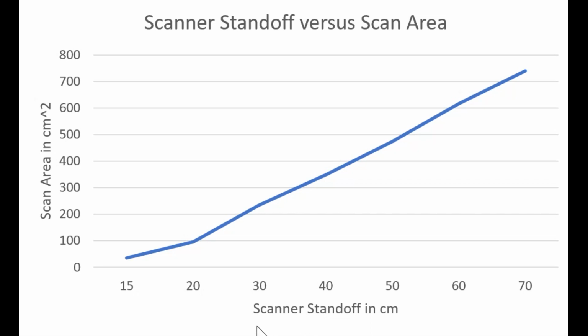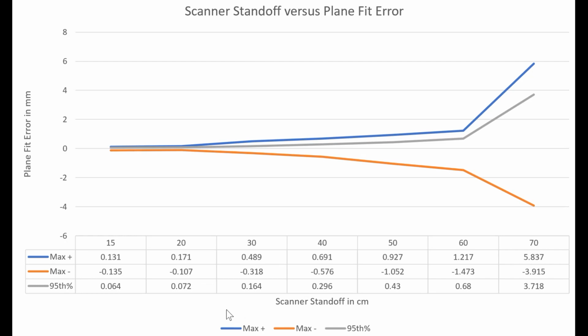You can also plot the results where you have the standoff along the bottom axis and the square centimeter scan area on the y-axis. This plot shows the 3D scanner standoff distance versus the plane fit error in millimeters. And I have the maximum positive error, the maximum minus error, and then the 95th percentile, so the value which 95% of the points fit within.